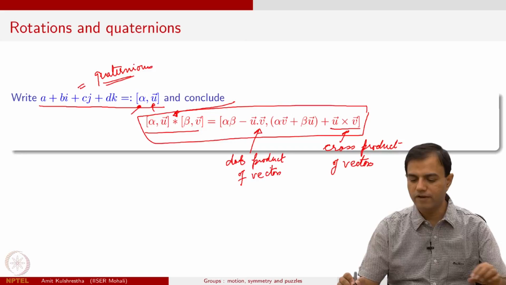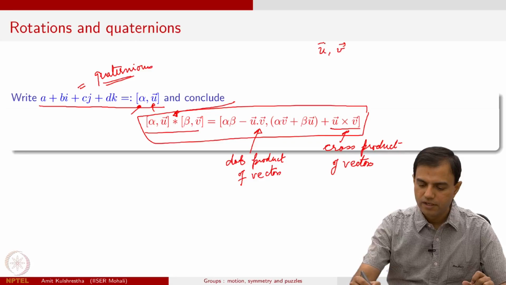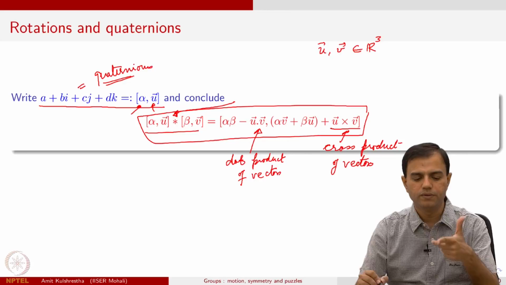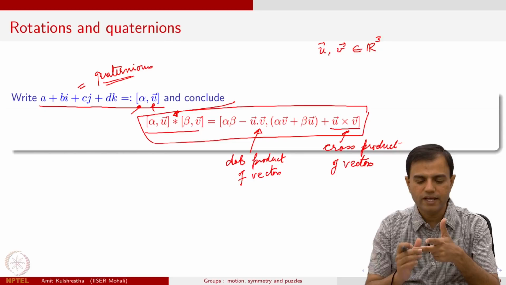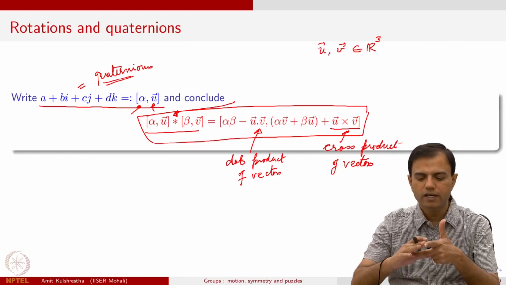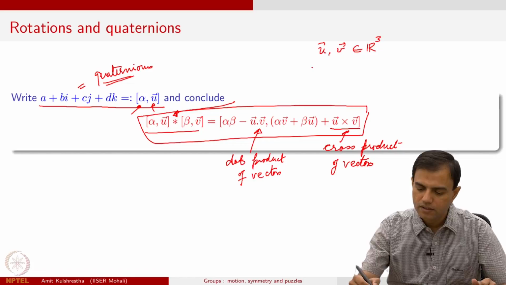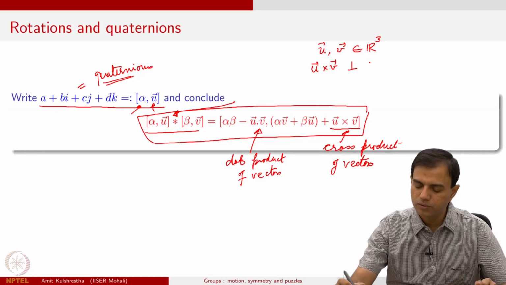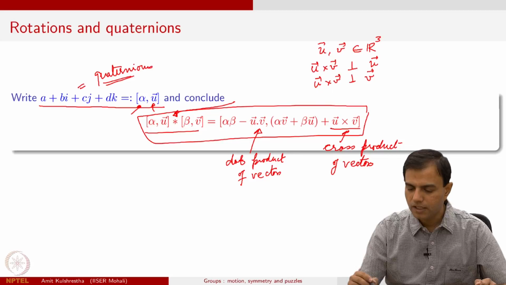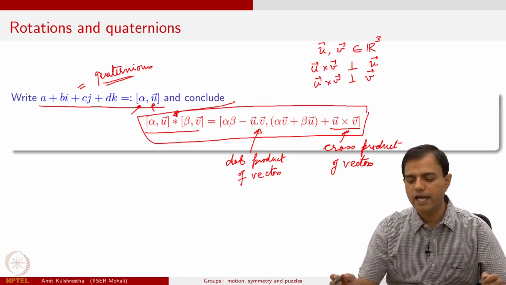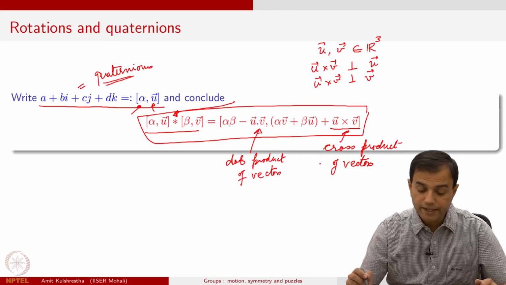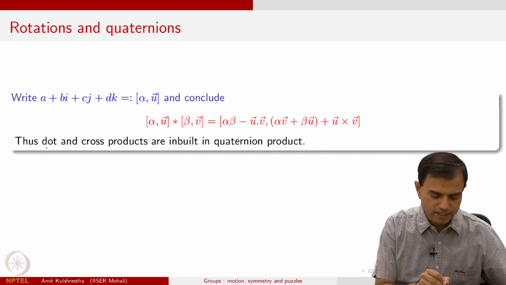I hope you remember what the cross product of vectors is. When you have two vectors, u and v, in R3, the cross product has a direction which is orthogonal to both of them. The plane is generated by u and v, and the cross product is orthogonal to that plane. So u cross v is perpendicular to u and also perpendicular to v, and its magnitude is magnitude of u times magnitude of v times sine theta, where theta is the angle between u and v. So the cross product of vectors is also appearing in this expression. As I said, dot product and cross product are both inbuilt in the quaternion product.